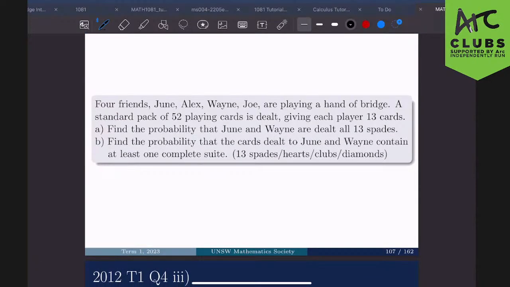So finding the probability, this is going to be the number of certain cases divided by the total cases.